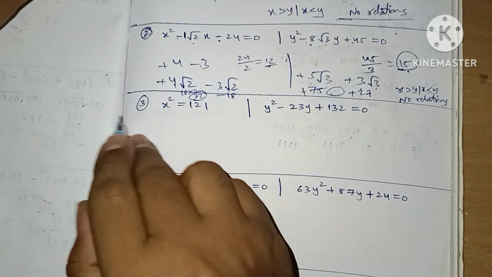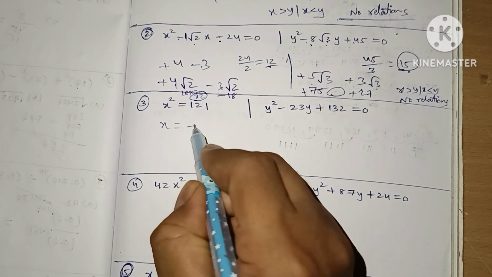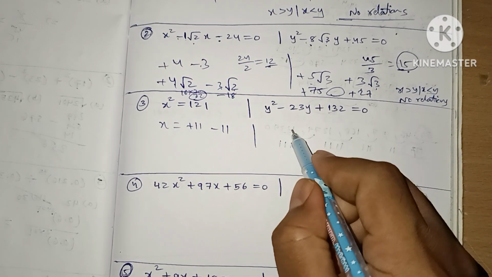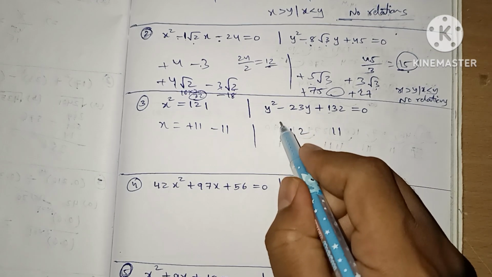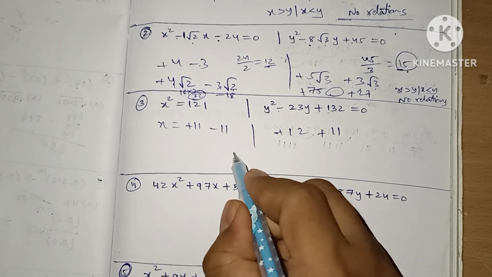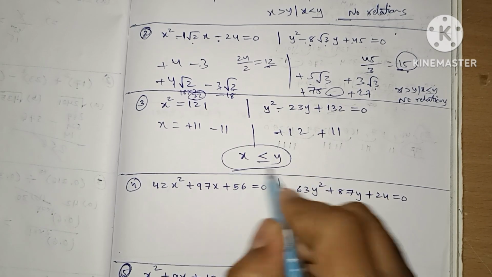Next, third question. Here we have x square value is 121. So x value will be plus 11 and minus 11. Here we have 132, means 12 11 times. Minus and plus means both are in positive. By comparing these two, it is clear that x is lesser than or equals to y.